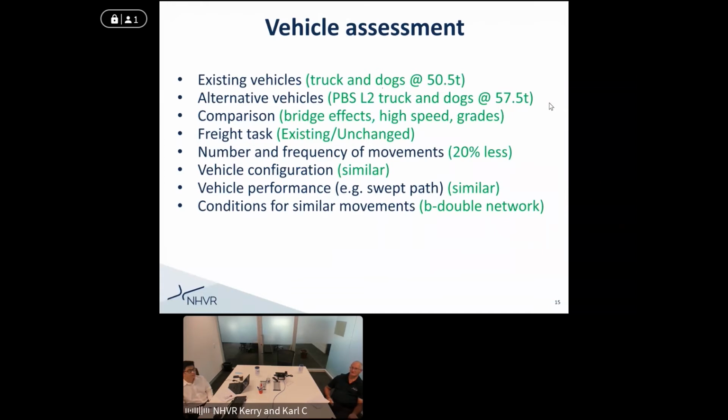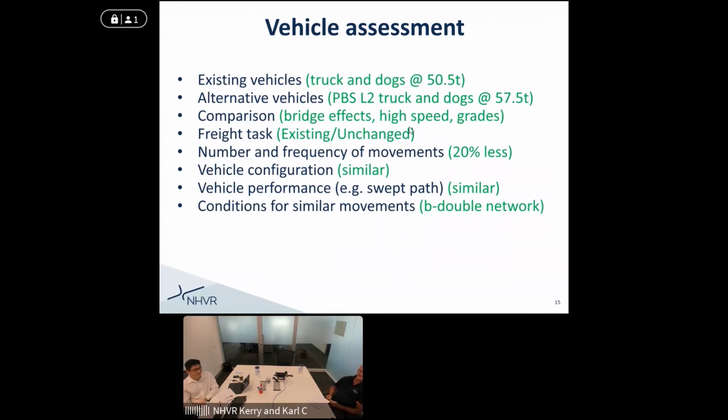In the comparison, we're going to look at bridge effects because of higher loading for structures, basically the effect of B doubles on bridges. We're going to look at high speed because the high speed transient offtracking could be an issue. It's only 50 mil in this case, worse than level 1. So is that really a concern or not? No, it's not a lot. And then we'll look at if we've got steep grades, we could have issues.